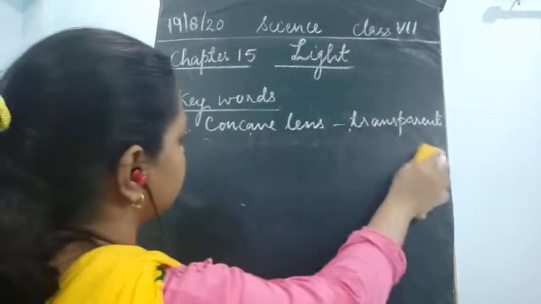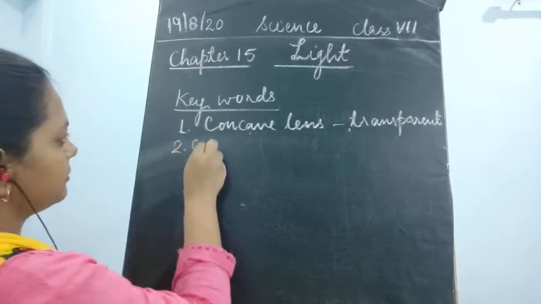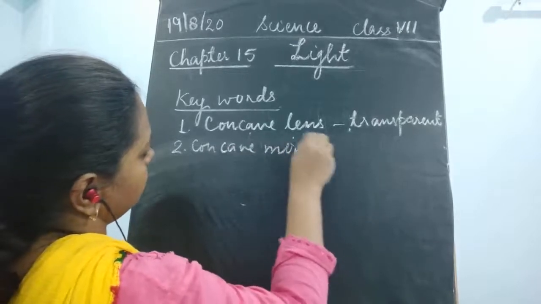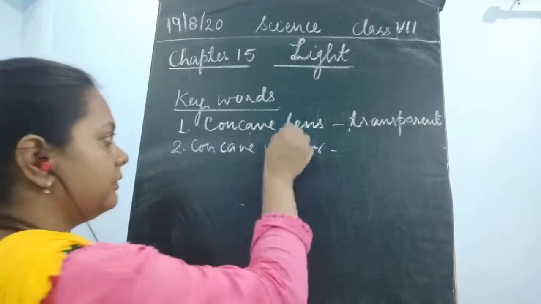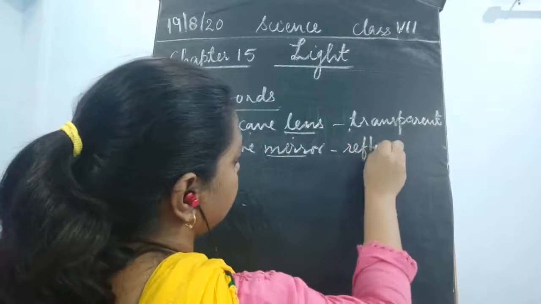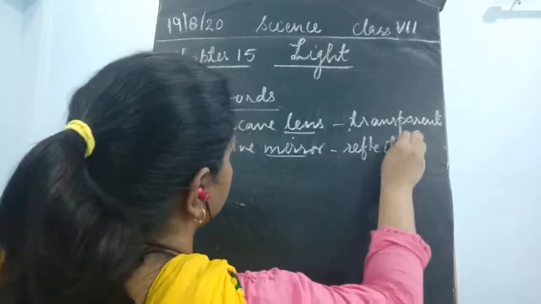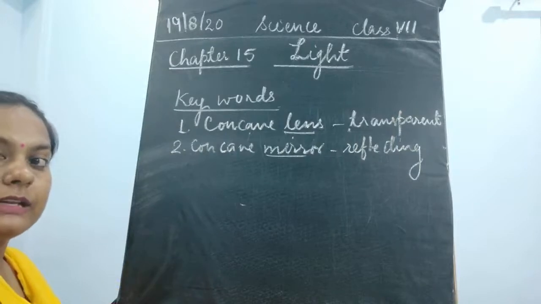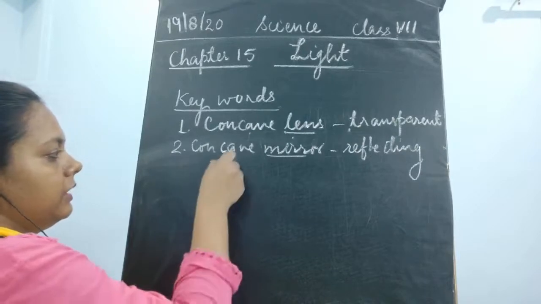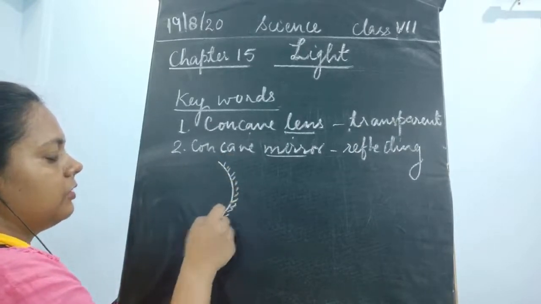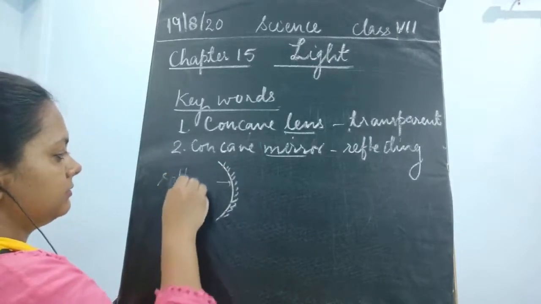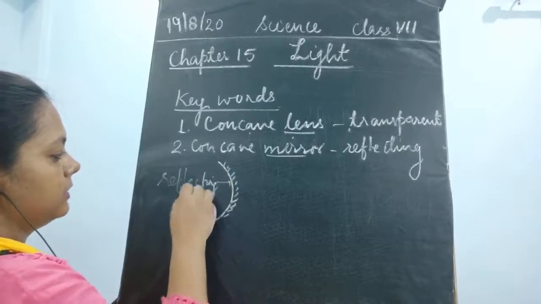Now the next word is concave mirror. What do you mean by concave mirror? Here we have talked about lenses, now we'll talk about mirrors. Mirrors are shiny reflecting surfaces. A concave mirror is a curved mirror, curved inwards, and the outermost portion, the non-reflecting surface, is painted opaque, and this is the reflecting surface.